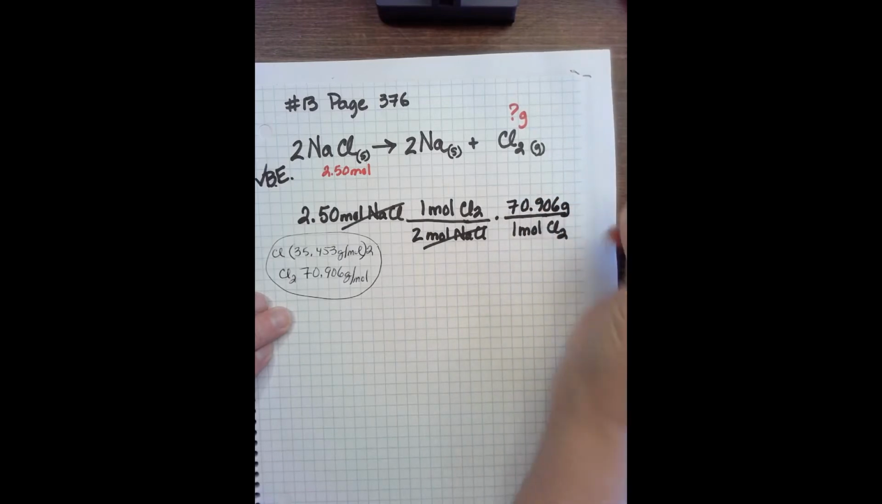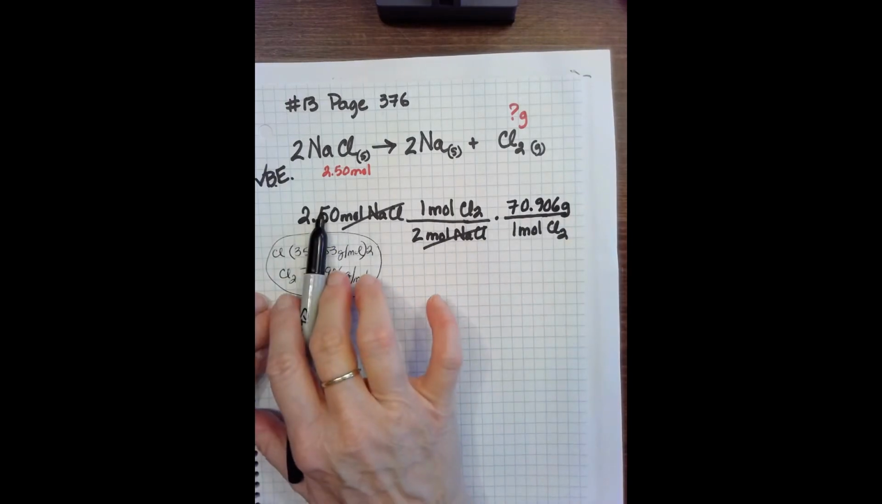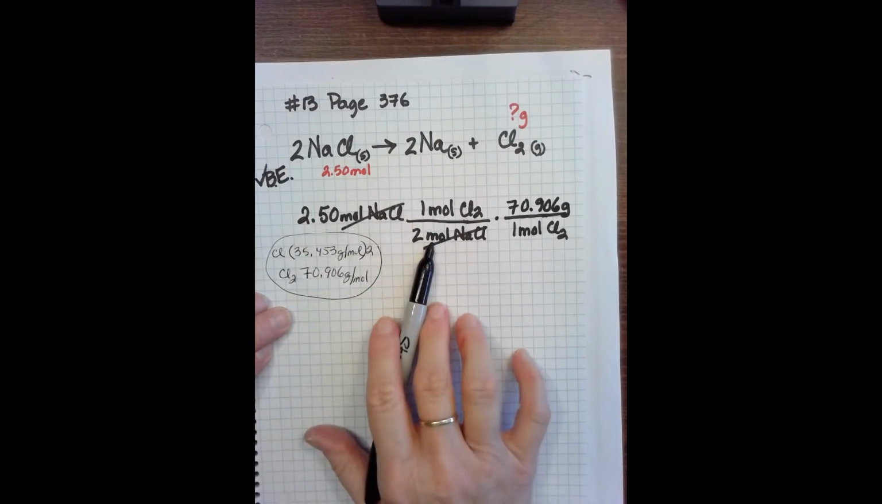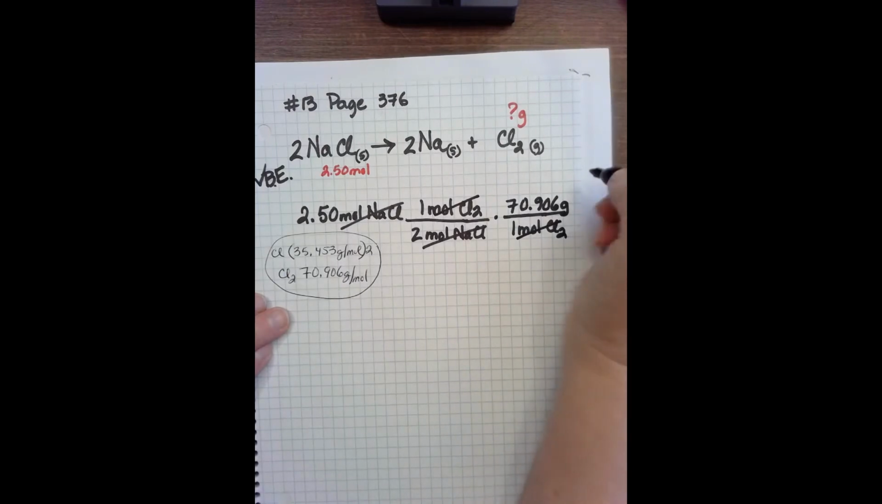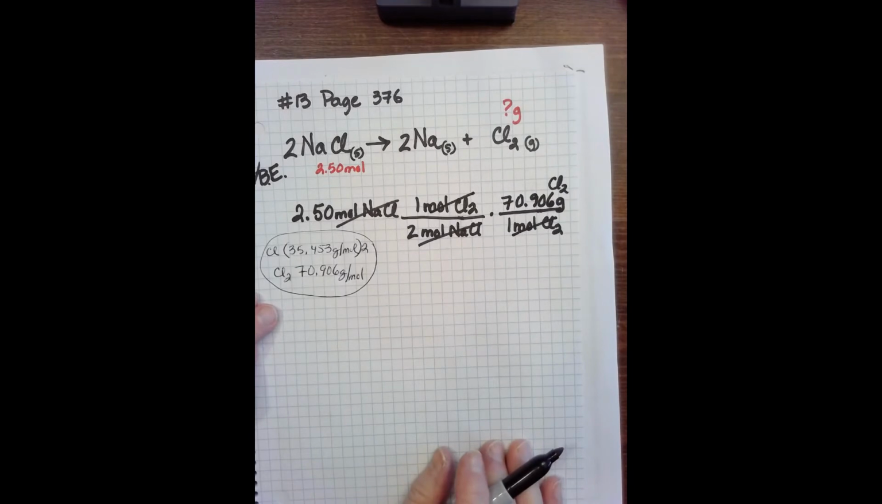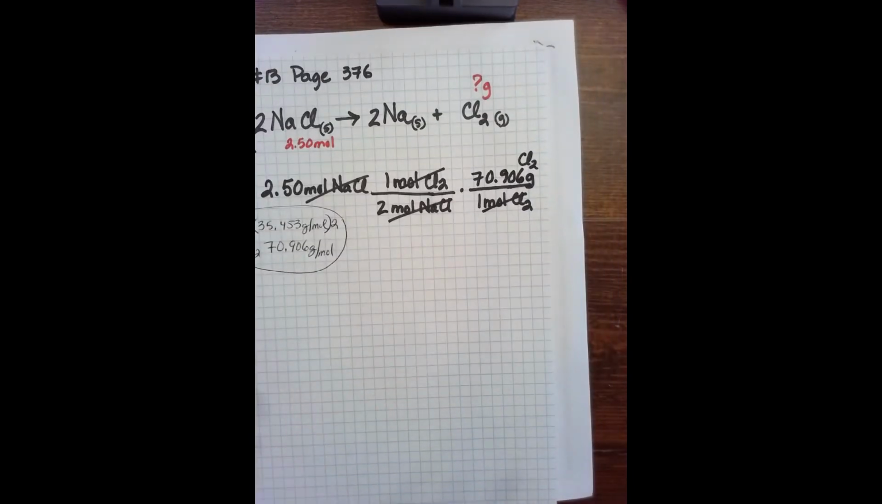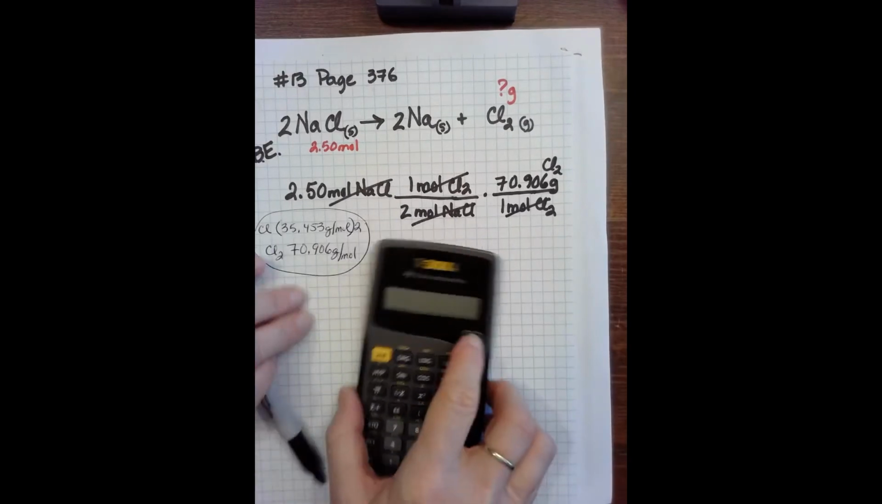70.906 grams in 1 mole. This is the molar mass. This is the mole ratio. So starting information, mole ratio, molar mass. Now mole goes away, and this is going to be grams. I wrote too big. Grams of Cl2. So now I'm ready to put my pencil down, like we talk about, my Sharpie, and pick up my calculator.